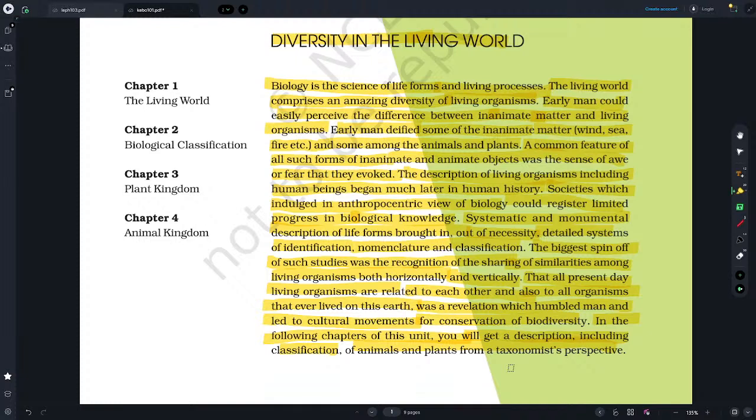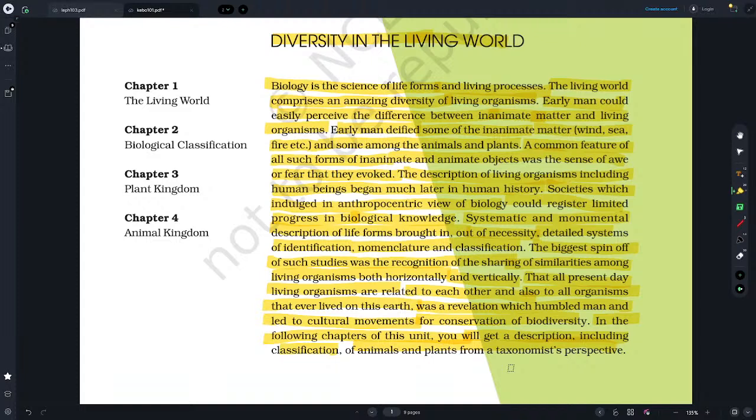The biggest spin-off of such studies was the recognition of the sharing of similarities among living organisms, both horizontally and vertically. Many organisms share similarities, or characteristics which are shared across many organisms is what we call a similarity. All present-day living organisms are related to each other and also to all organisms that ever lived on earth. It was a revelation which humbled man and led to cultural movements for conservation of biodiversity.